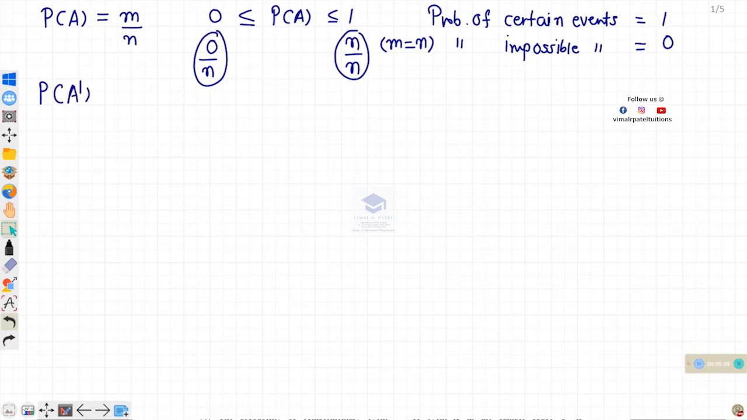Probability of complementary events: P of A dash is equal to 1 minus P of A. Right? Out of total probability, if I subtract the probability of occurrence of event A, I will get probability of complementary event. Okay, now see, P of A is equal to m upon n, and A dash. Basically what was it?